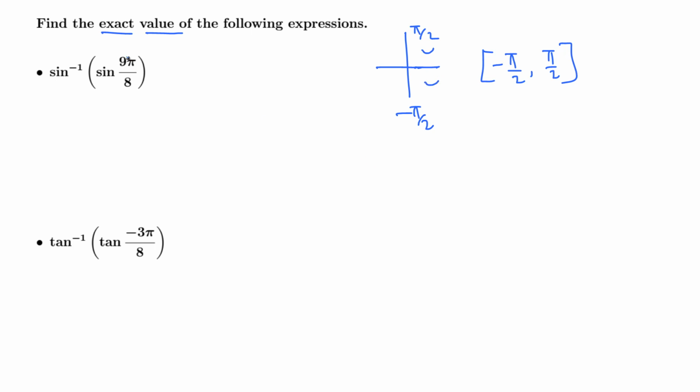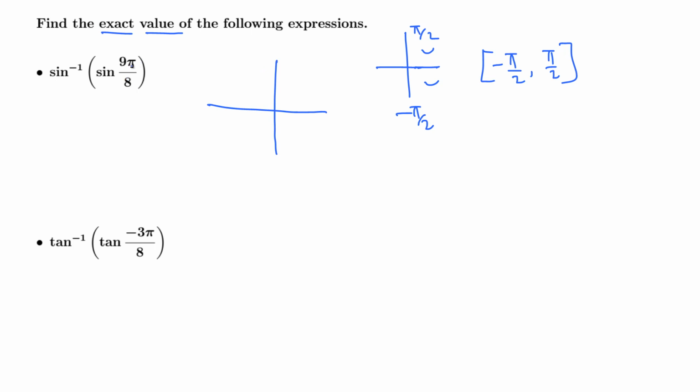Okay, if this angle is in here, then we can simply cancel sine inverse and sine. Unfortunately 9 pi over 8 is not here, so we need to bring this 9 pi over 8 to somewhere in the first or in the second quadrant, so that we can cancel the actions of sine inverse and sine and write down the answer.